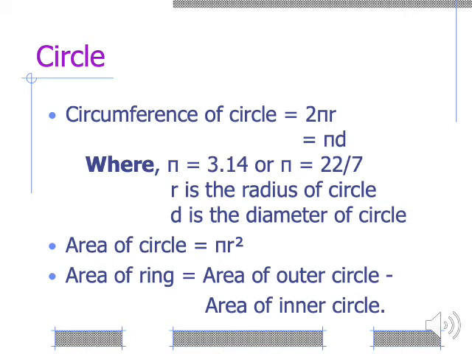But if you are going to solve on your own, I would rather have you retain the pi. Do not substitute the value, but for the sake of examples, I'm going to substitute pi with 3.14. The area is pi r squared, or pi d squared over 4. And if you would like to find the area of the ring, that is the area of the outer circle minus the area of the inner circle. That is if you're asked to find the ring.